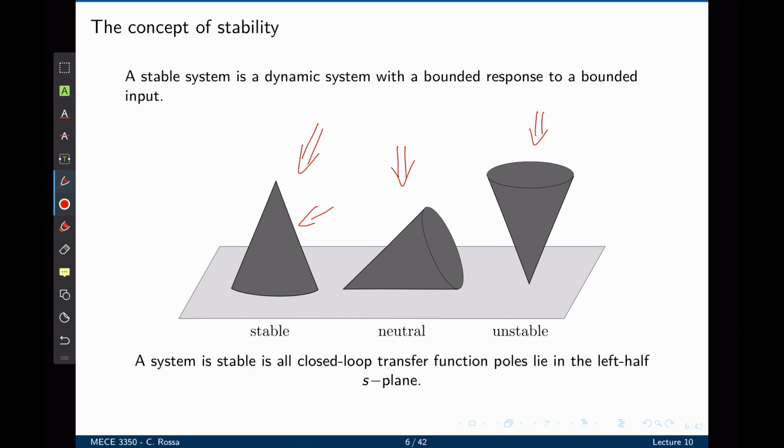In mathematical terms, a system is stable if all closed-loop transfer function poles lie in the left half of the S-plane. As we covered in Lecture 5, this comes from the fact that the real part of the poles will create exponentials, and when the poles lie on the left side of the S-plane, those exponentials decay to zero. If the poles lie on the right side of the S-plane, the exponential tends to infinity. Even if the function has several stable poles, all it takes is one pole to be placed on the right side of the S-plane to make the entire system unstable.